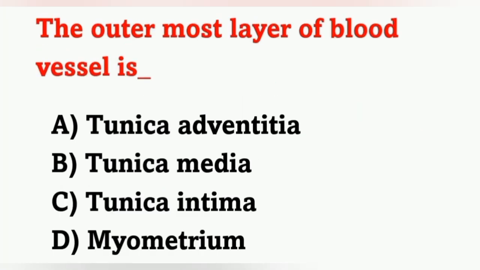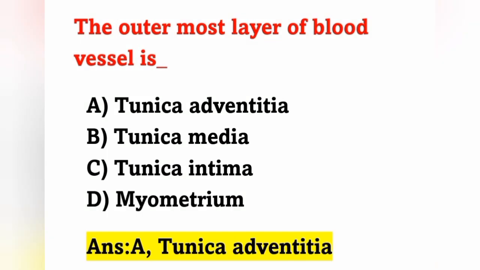Move on to the next question. The outermost layer of blood vessels is: option A tunica adventitia, option B tunica media, option C tunica intima and option D myometrium. The outermost layer of blood vessels is tunica adventitia. Option A is the correct answer. The innermost layer of blood vessels is tunica intima and the outermost is tunica adventitia.